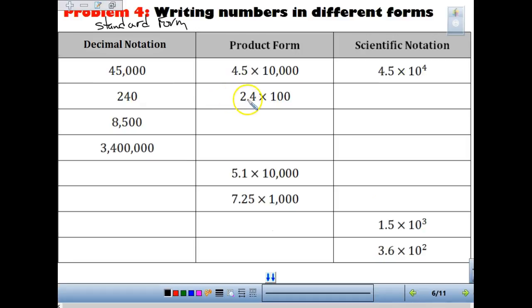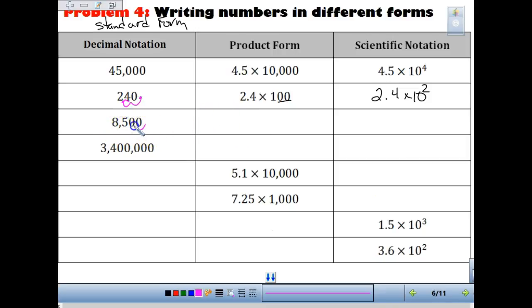240, 2.4 times 100. We are going to rewrite this over here as 2.4 times 10 to the, how many zeros? Second. Also, the other way to think about this is that you move this decimal right here back 2 places, okay? So let's go right away from this one. We're going to start in our product form.